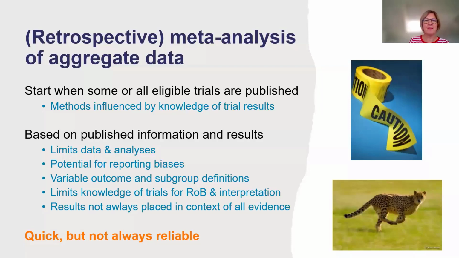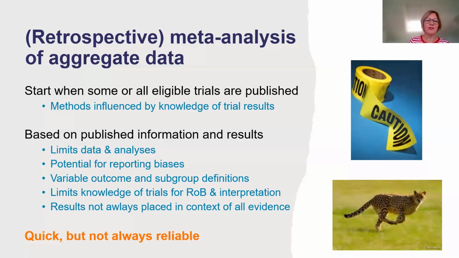I think it's worth remembering that whenever we do a standard systematic review or meta-analysis of aggregate data, it's retrospective. It's retrospective in the sense that they tend to be initiated once most or all eligible trials have already published. And so it's really difficult, in planning the review and meta-analysis, for the methods not to be influenced by the knowledge of trial results.